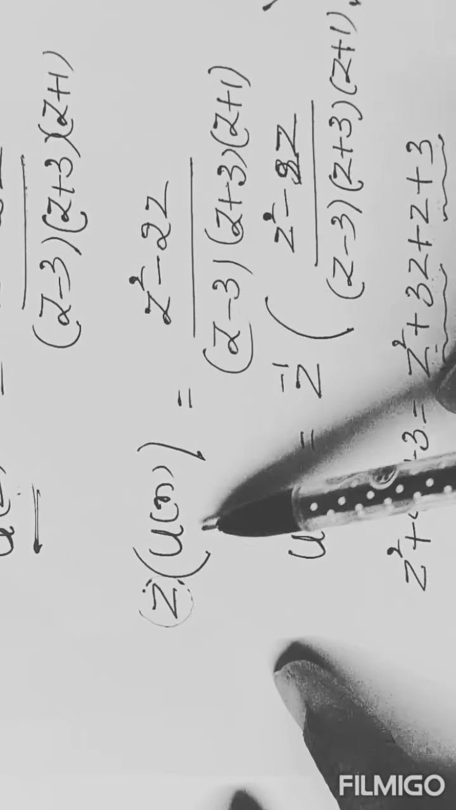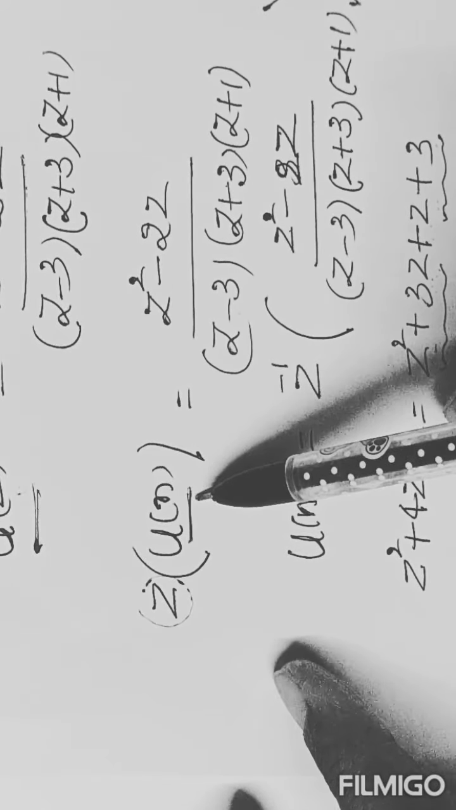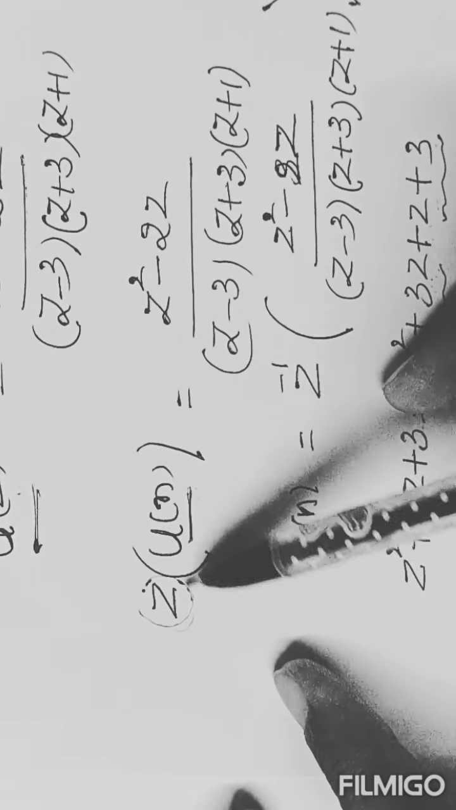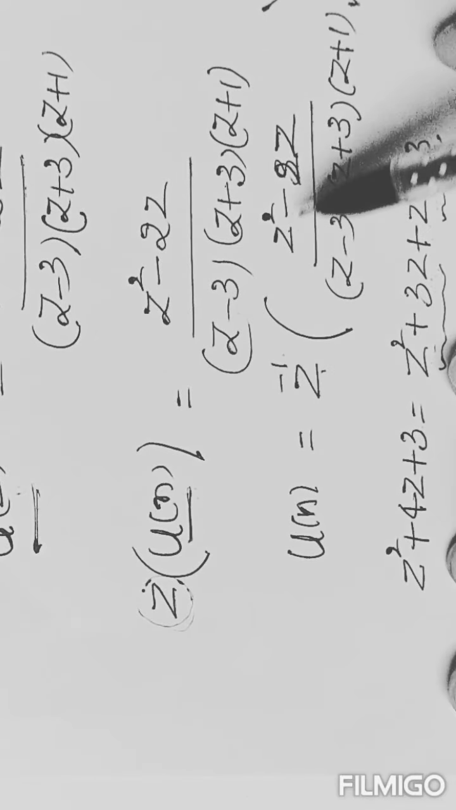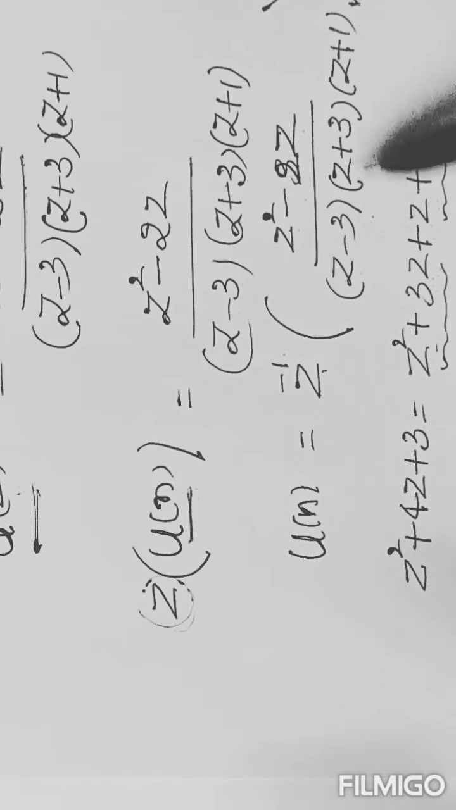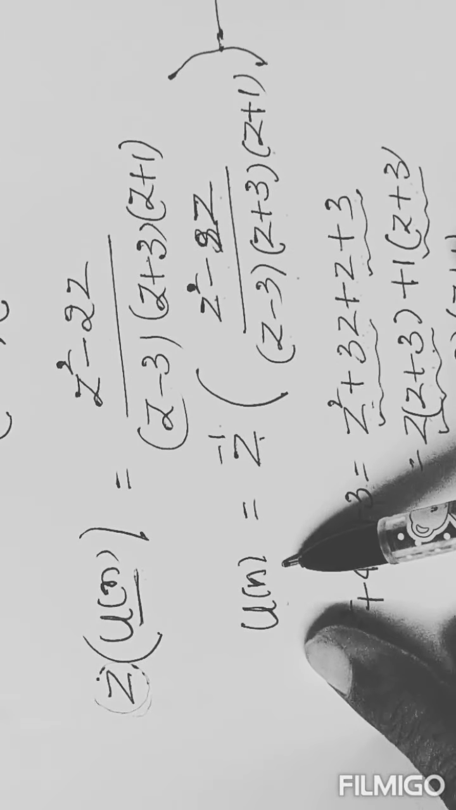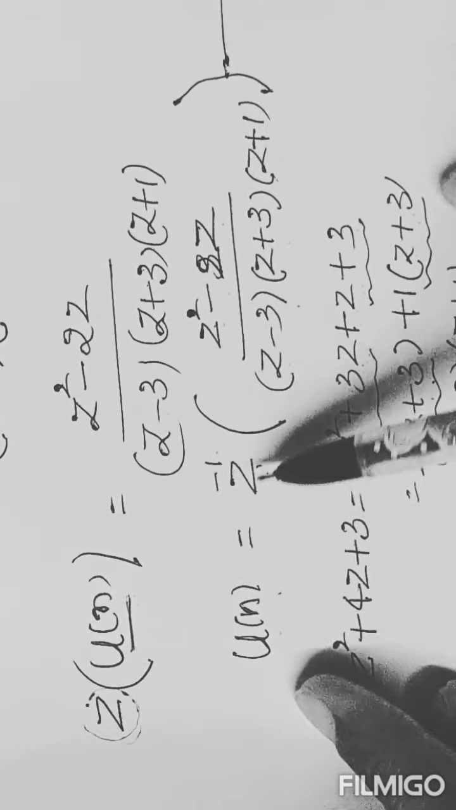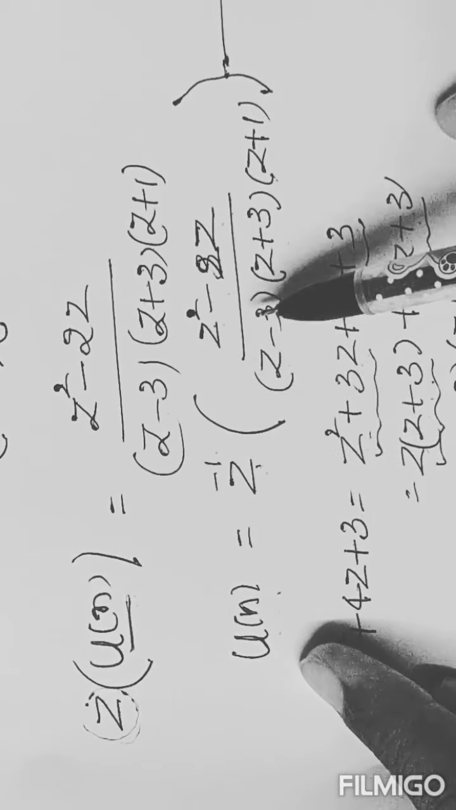After that, we just need u(n) only. Why? Because u(n) gives us the solution of the given difference equation. So you can write the Z operator on the opposite side, and it will be changed to Z inverse of z square minus 2z by z minus 3, z plus 3, z plus 1. Now this is the solution. u(n) gives us the desired solution by taking the inverse Z transform of this function. So to write the exact value of u(n), we have to take the inverse Z transform of this function.